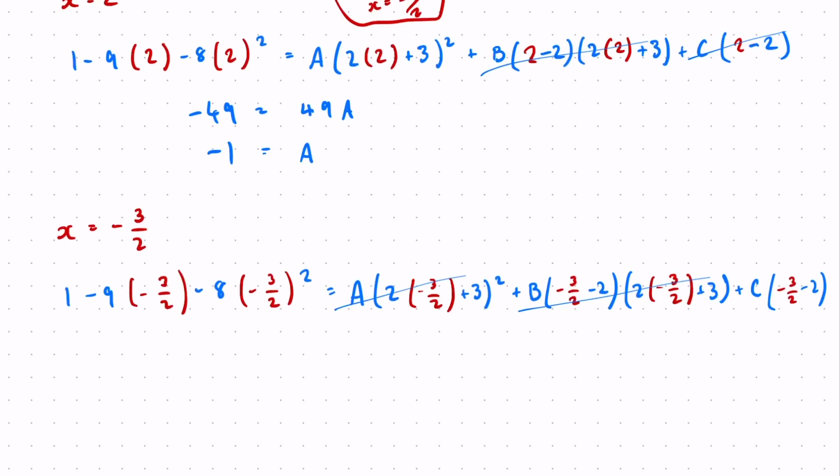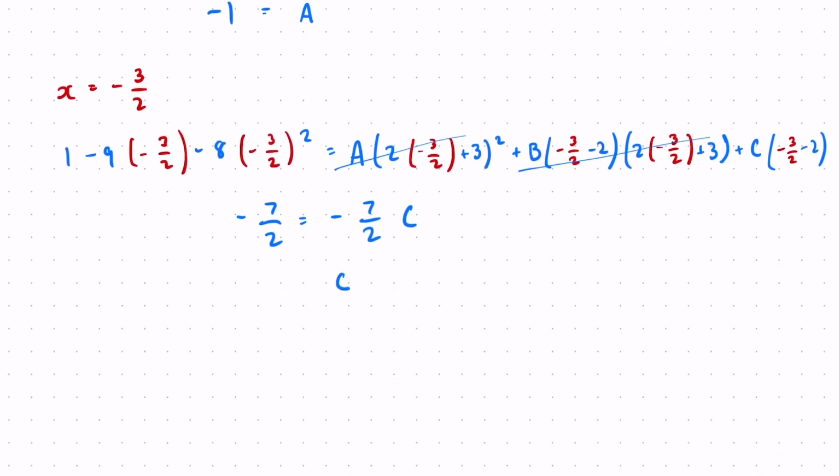Okay, and that is going to leave me with minus 7 over 2 on my left hand side, which is equal to minus 7 over 2 C, which means that C is equal to positive 1.